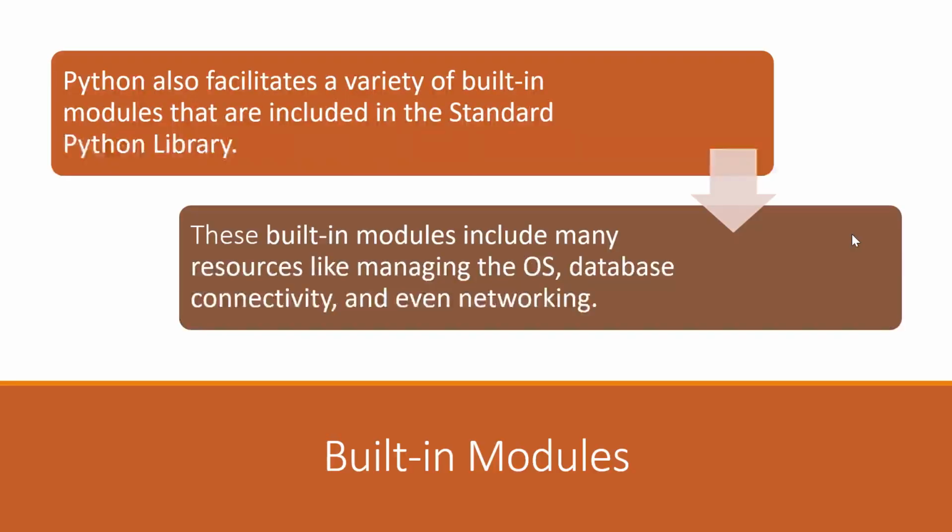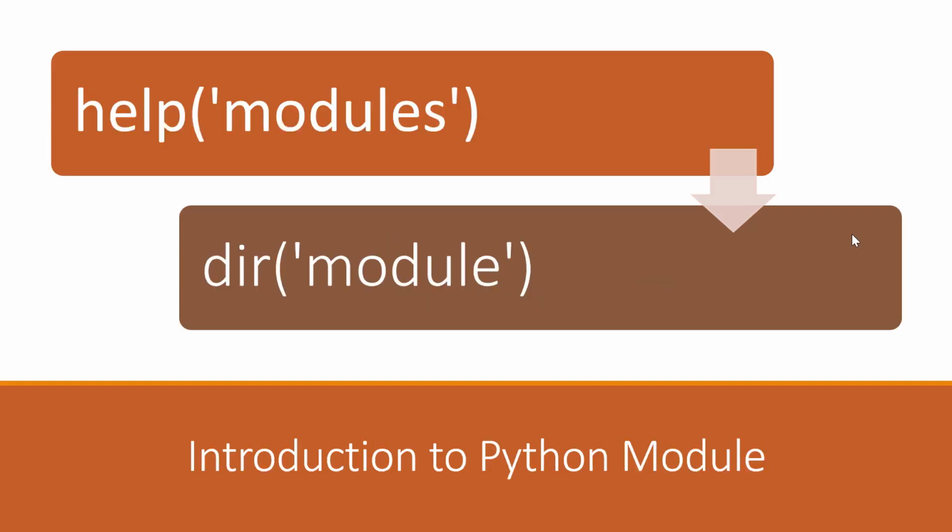Now Python already comes with a variety of built-in modules that are included in the Python standard library. These built-in modules include many resources like managing the OS, making database connectivity, and even working with networking. Now most of the built-in modules are written in C and then they are interpreted with the Python interpreter. If we want to fetch the list of all the built-in modules, we can use the following command. Basically we can use the help function. Help is also a built-in function. If we type help and then in the parentheses, if we pass modules as an argument, it will return a list containing all the built-in modules.